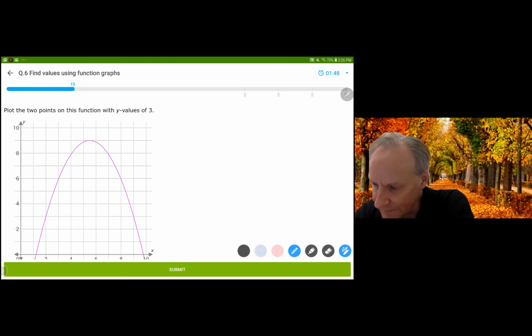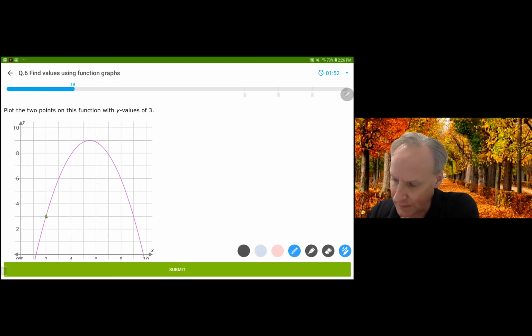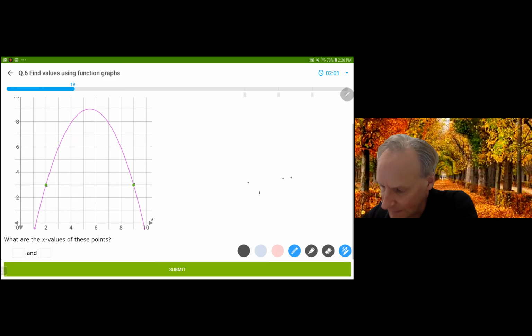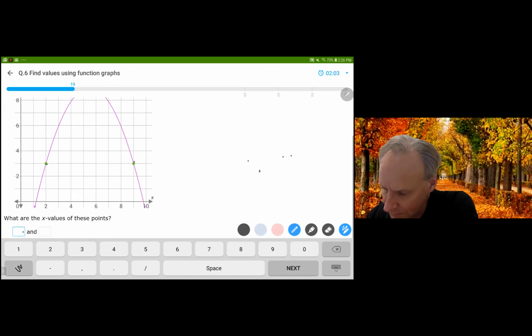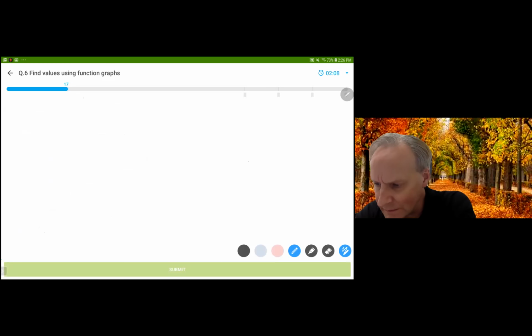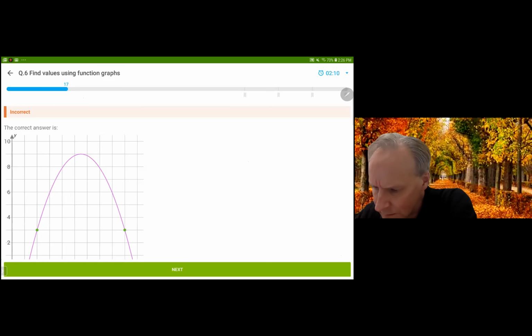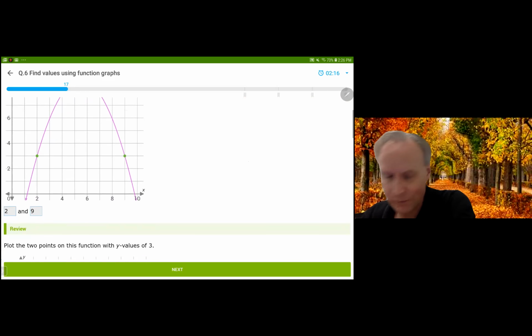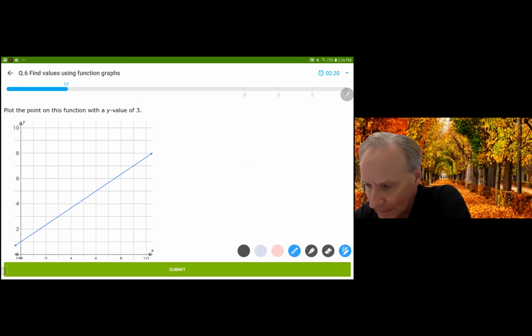Plot the 2 points on this function with a y value of 3. So y is equal to 3 here and here. And then we're done. And x, of course, is equal to 2 and 7. So the x values are 2 and 7. What? Oh, 2 and 9? Man, I can't read today. There we go. Okay, gotta be more careful.